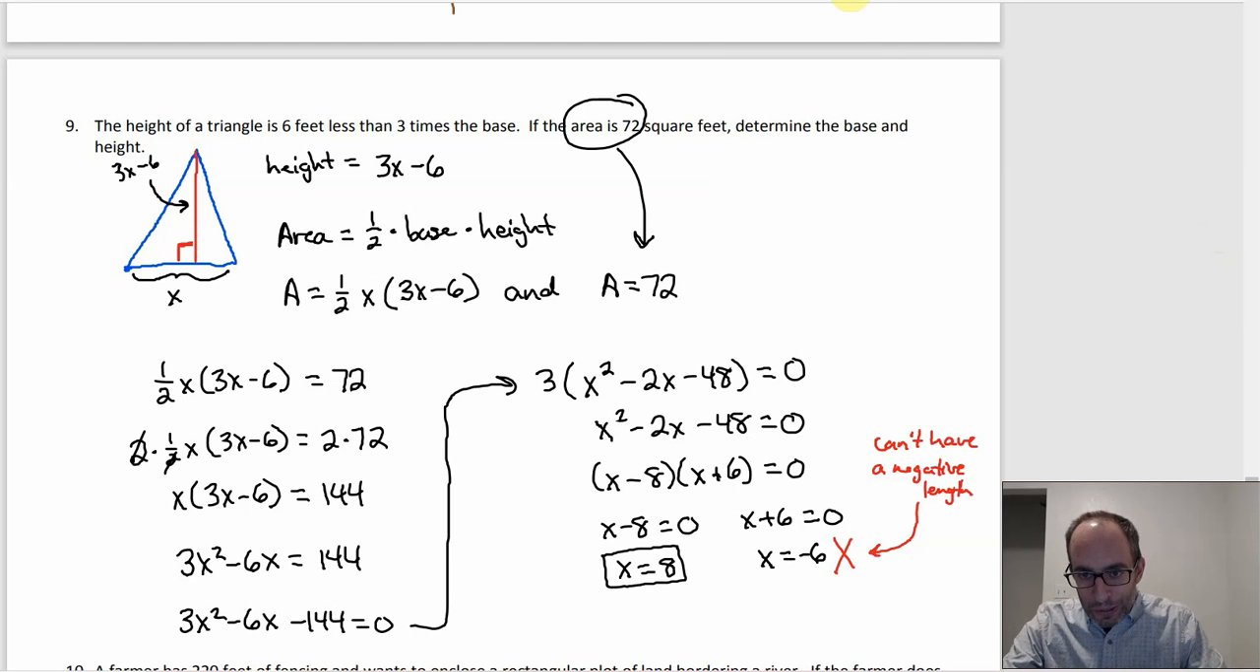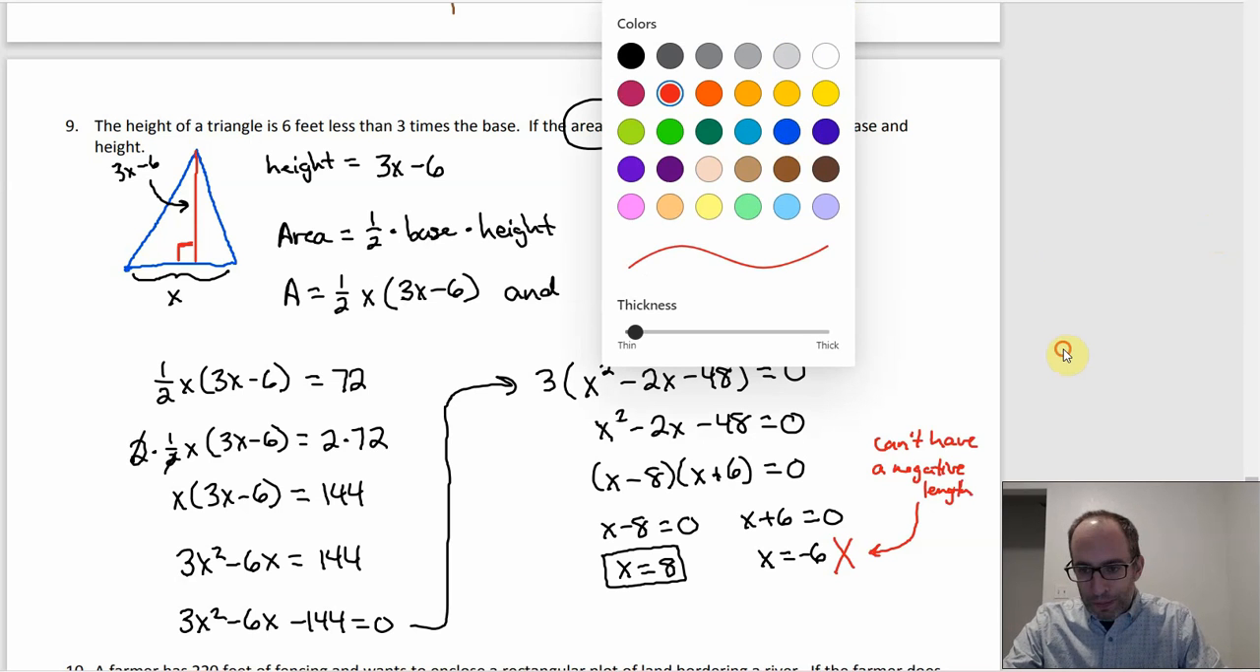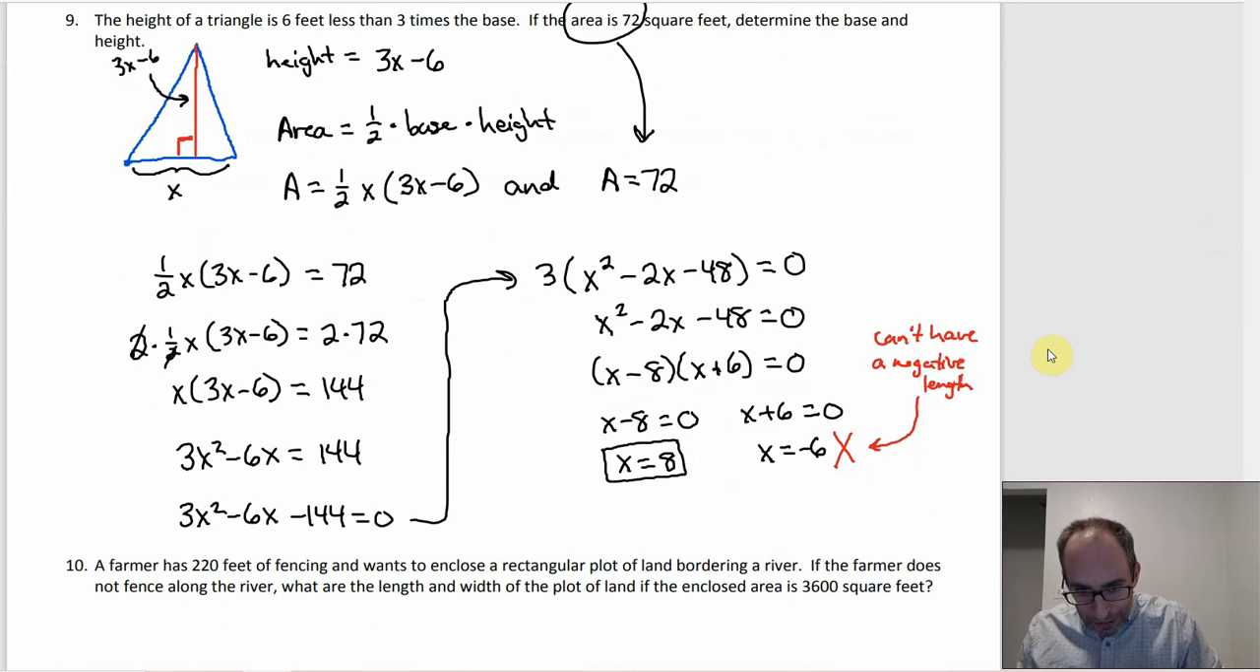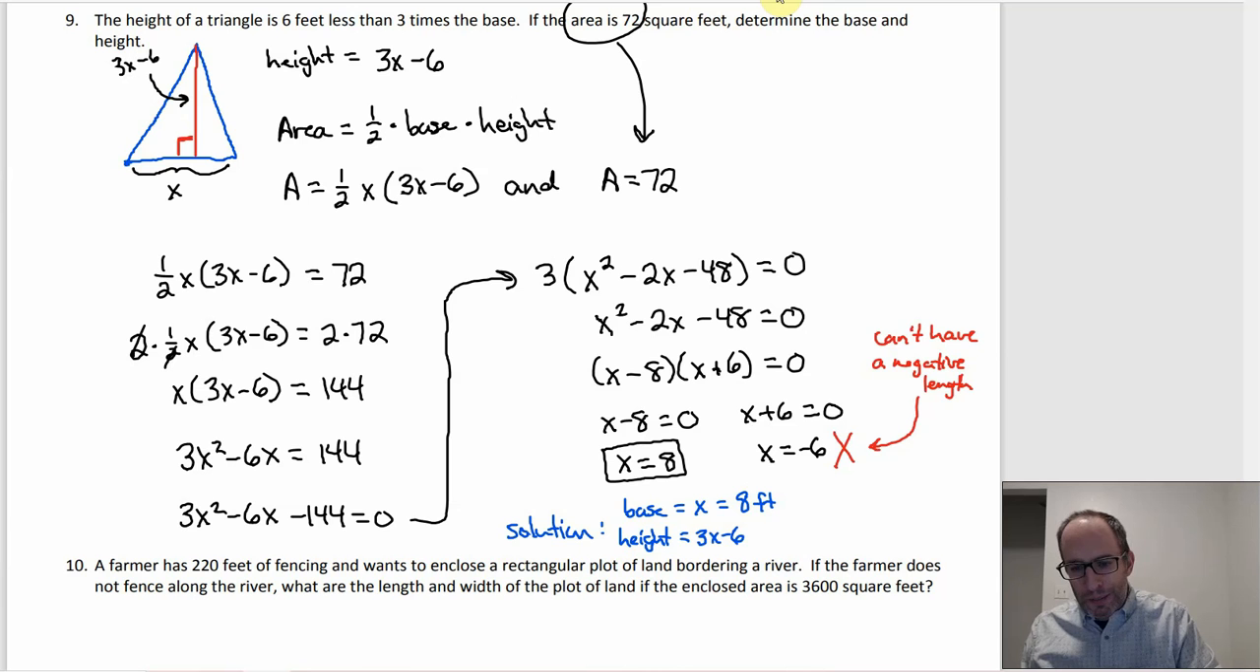So what's our solution going to be? Well, I think I have enough space down here to squeeze this in. So the solution, I wanted that to be blue. What happened? All right, now it's blue. All right, so the solution. So the base is just x, which is 8 feet. And then the height is 3x minus 6. And if you sub in, that ends up being 18, since 3 times 8 is 24, then minus 6. So it ends up being 18 feet when you sub in.